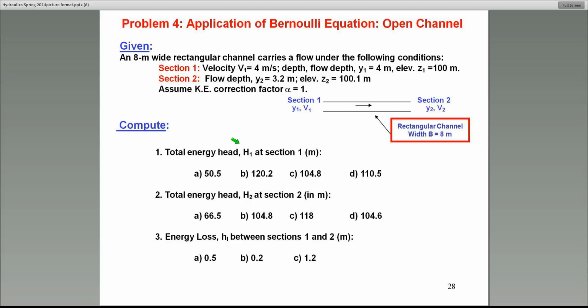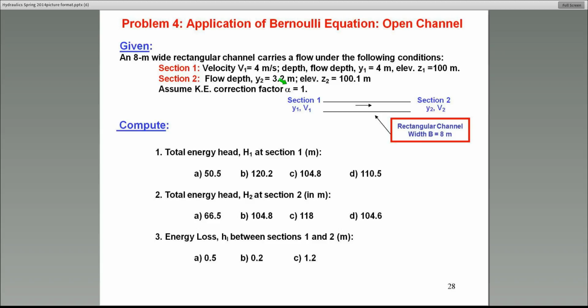Remember, Z1 is 100. By definition, it is Y1 plus what? Z1. That's already 104. So you cannot have 100. And plus V squared over 2g, okay? So please, whoever that gentleman is, might want to work it again. The total energy for this particular cross section. The answer will be, give you a few minutes. Alpha is 1, by the way, so you don't have to worry about that.